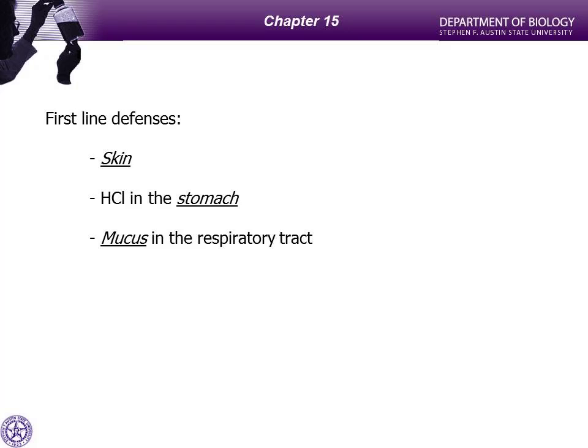So when we look at the innate immune system and the cells of the innate immune system, the macrophages and the granulocytes, they're phagocytic. If it doesn't belong, they're going to eat it.